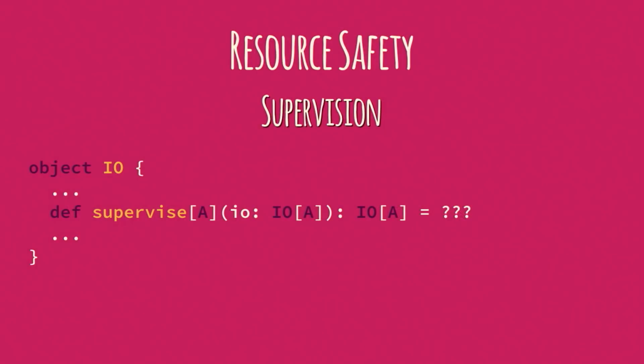So here's another very powerful, and the last one we're going to cover, supervision. So you can take an IO of A and you can supervise it. And that means it's going to be forking stuff like crazy left and right. When that IO of A terminates, when it reaches the end, everything it forked will be cleaned up safely. All those fibers will be shut down in a clean fashion. This means no more thread leaks.